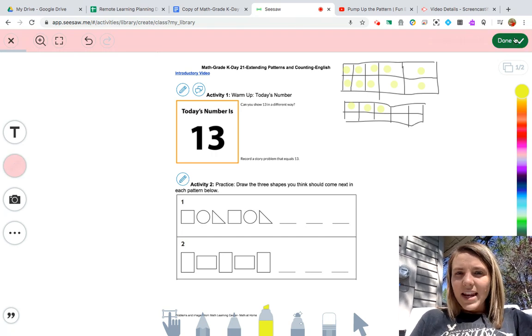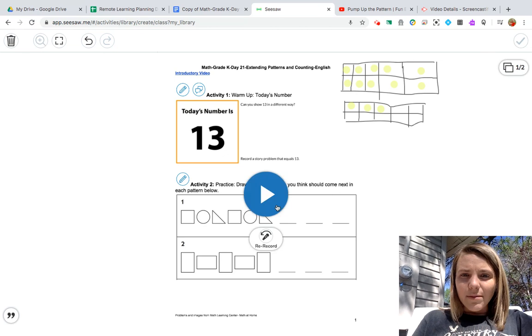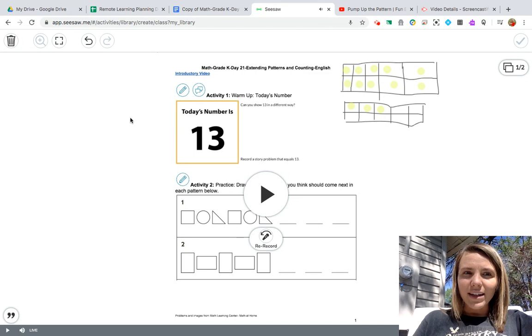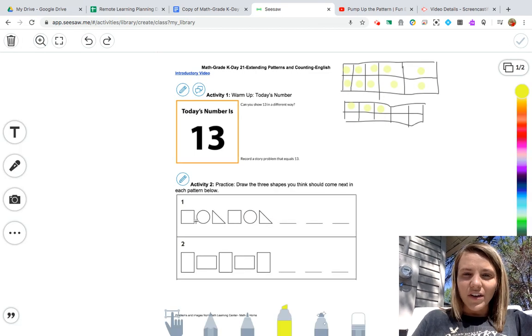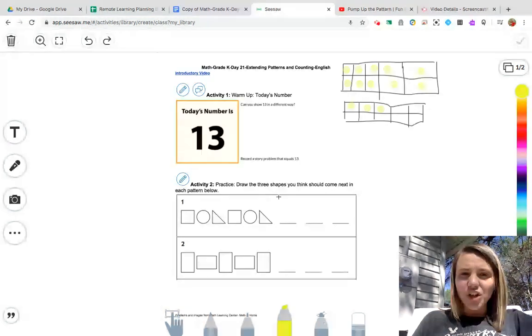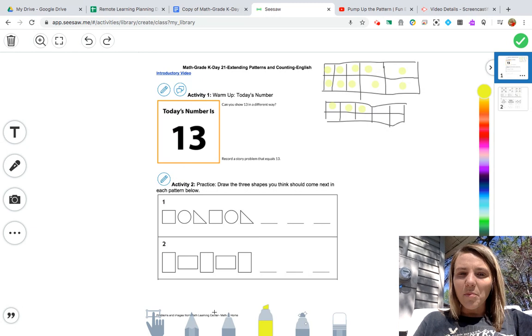All right, now that I did that, I am going to go ahead and move to my next story problem, or to my next activity. For my next activity, I'm going to look at these shapes. Then I'm going to draw the 3 shapes that come next in the pattern.